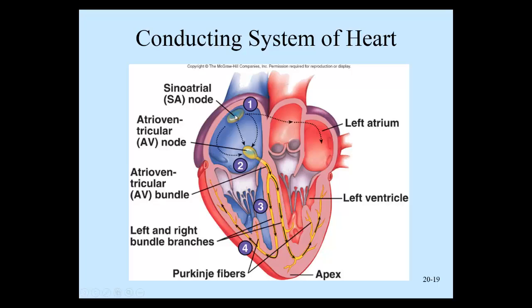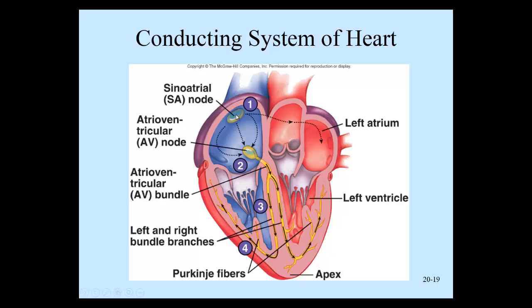The AV node is 40 to 60 beats per minute, and the rest of the conduction pathway is 30 to 40 beats per minute. So because the SA node is the fastest at 75 beats per minute, it is considered the pacemaker of the heart. So we should see a normal heart rate of about 75 beats per minute if the SA node is functioning properly.